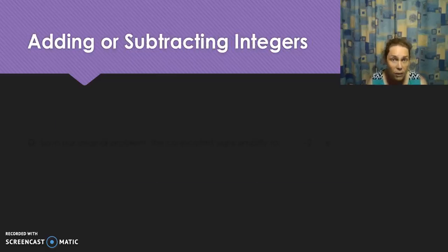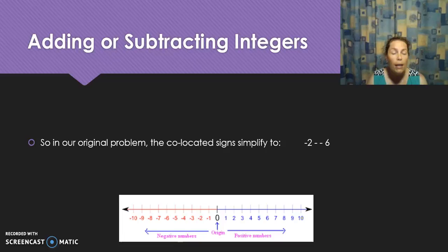So, back to adding or subtracting integers. In our original problem, the co-located signs simplify. So we have -2 minus -6. The two co-located signs, the negative and the negative, they're the same, so they combine to a positive. So once again, we start at -2, and then we go in the positive direction, 6, and that gets us to 4.